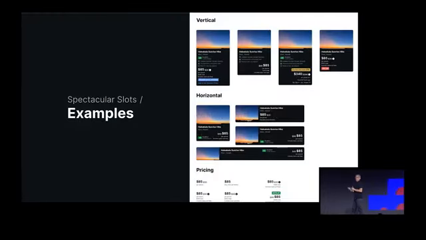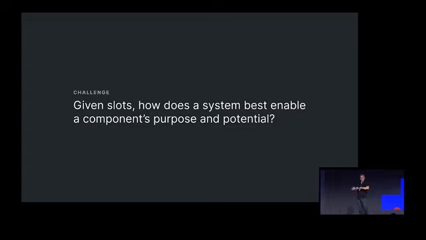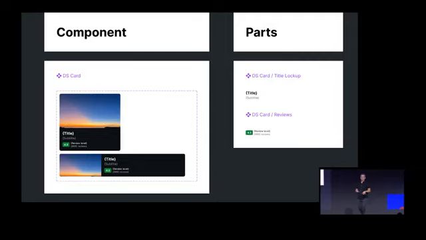Examples are going to play a key part. As I think about what designers deliver, given slots, what can we do better so that we can best enable the component's purpose and potential to be realized? When you add a big pink space, it's a big blank canvas. Are they always supposed to know what they're supposed to do with it? And examples play a key role, and that expands what designers deliver today.